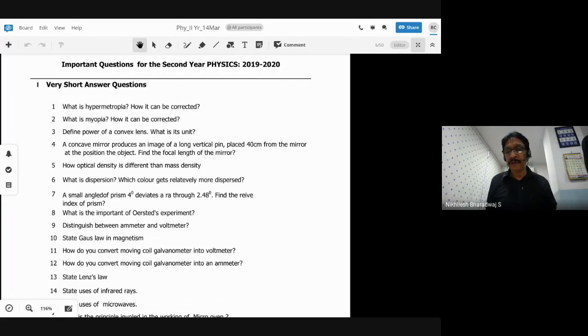Next, what is myopia? If the parallel beam of light coming from a distant object converges before the retina. In hypermetropia, it converges behind the retina. In myopia, it converges before the retina. How can it be corrected? It can be rectified by using a concave lens.